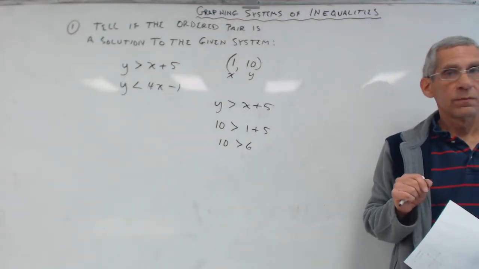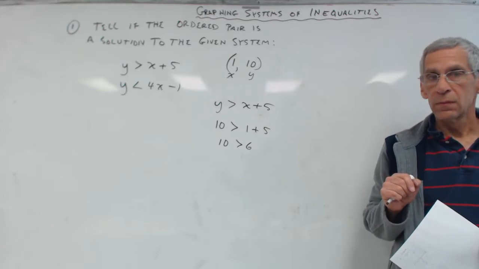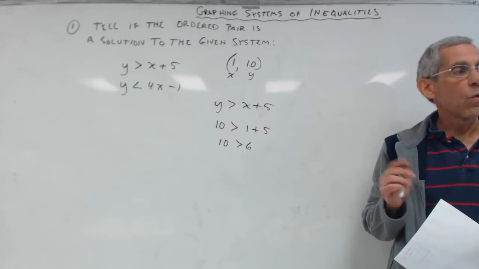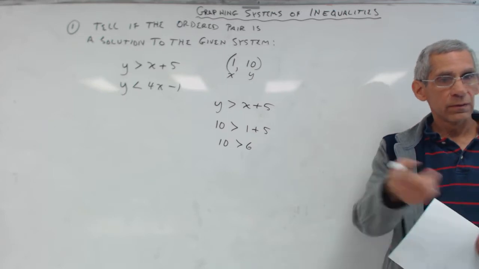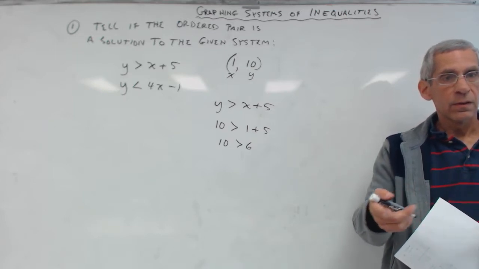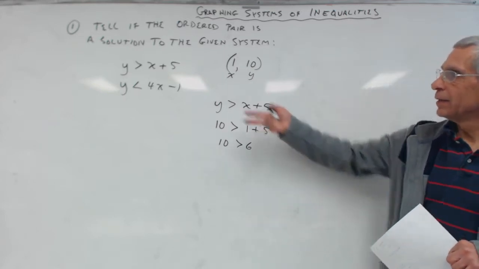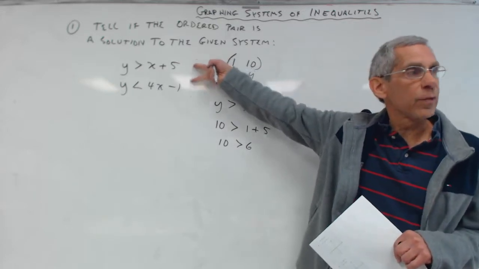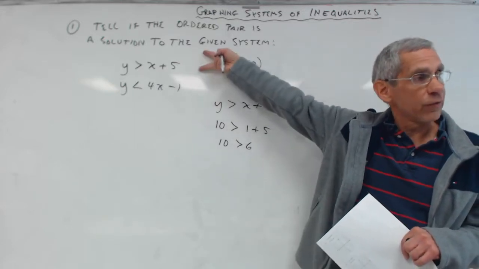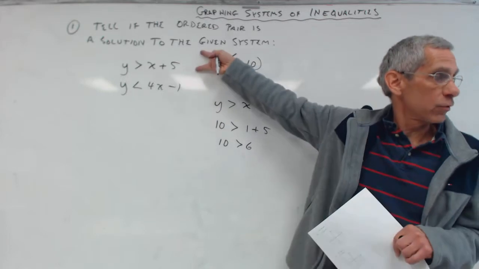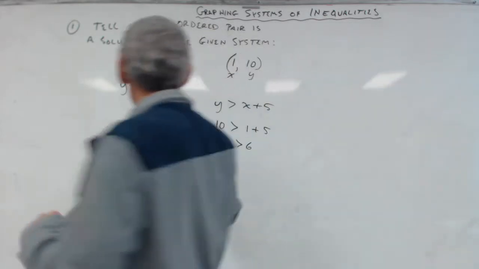No, you don't know yet, because you have to do the second one as well. Why would I have to do the second one? Because it might be true for the first inequality, but not true for the second. It could be totally true for this one, but not true for this one. In order for it to be true for the system, it has to be true for both of them. So I've got to try it on both of them.